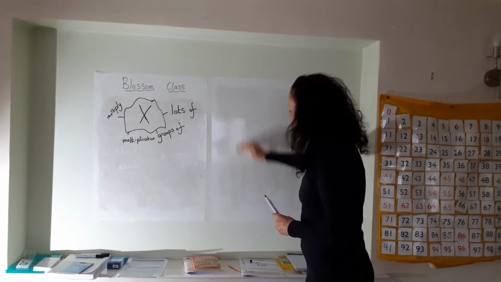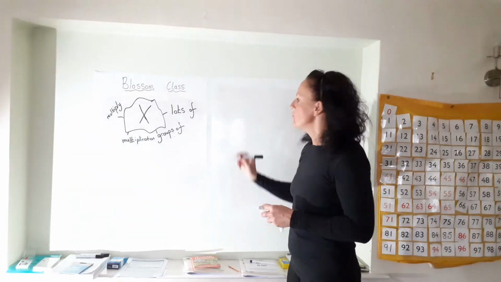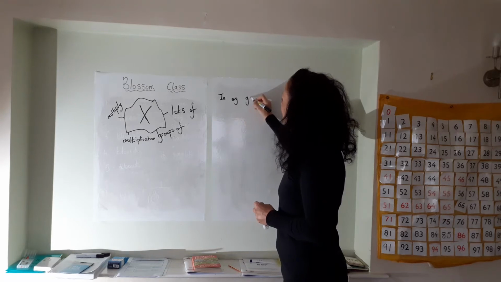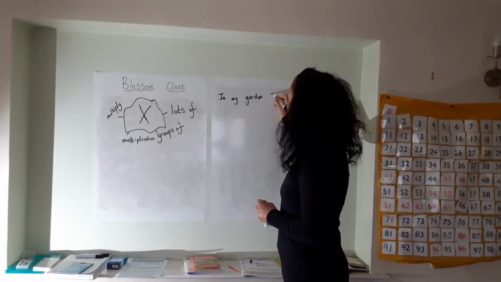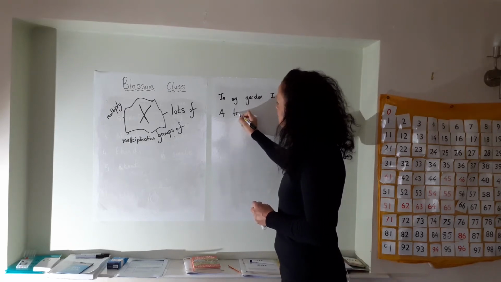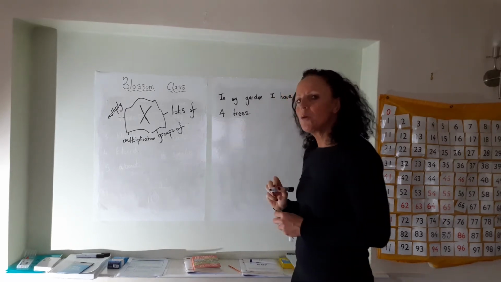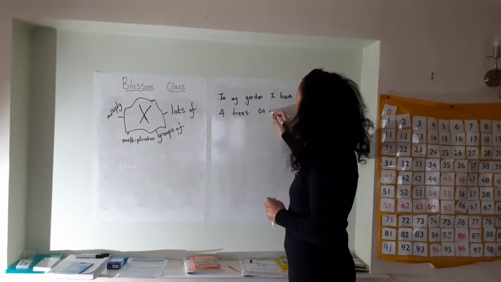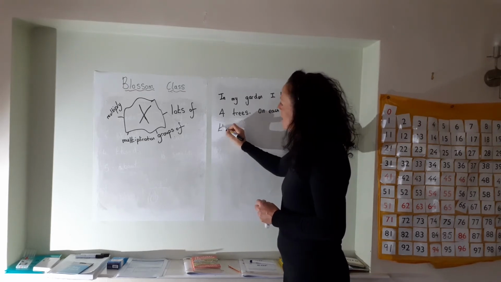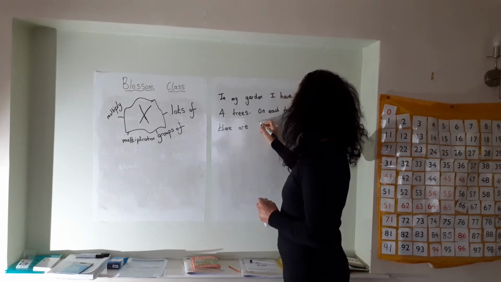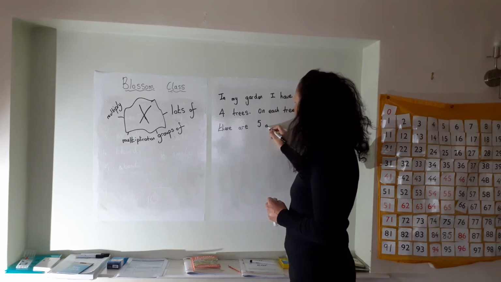So I'm now going to give you a go at a word problem. And I want to see if we can have a go, and I'm going to show you how you would solve it. So, in my garden, I have 4 trees. Okay, I hope you're already thinking about how you're going to be solving this. On each tree, there are 5 apples.